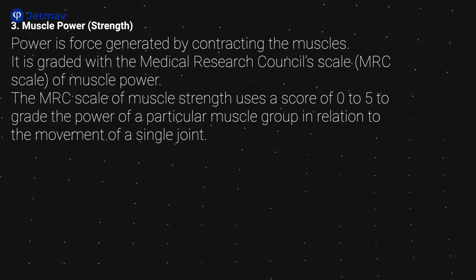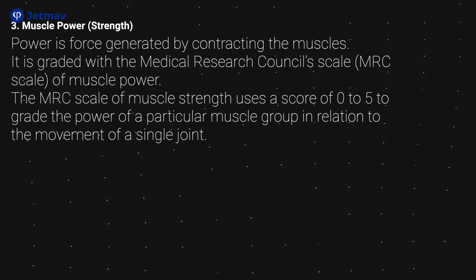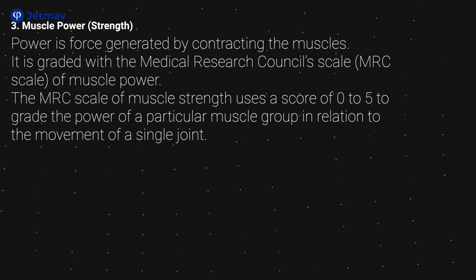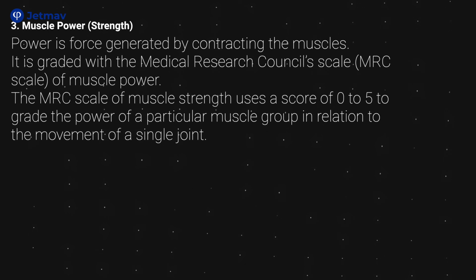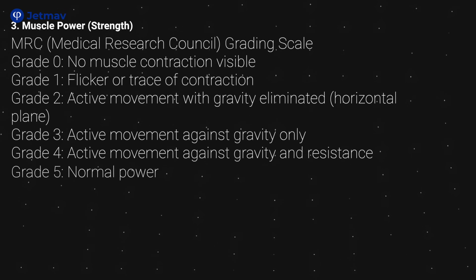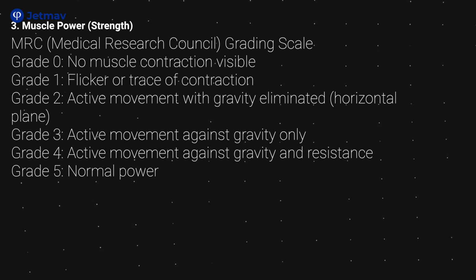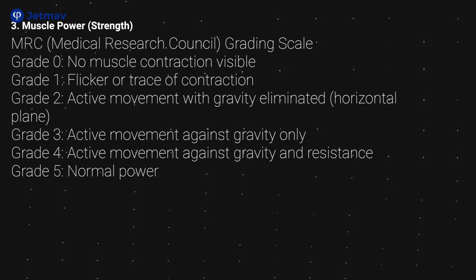So this is the force generated by contracting the muscle, and it is graded with the Medical Research Council scale, what we call the MRC scale. Now, the MRC scale of grading muscle grades muscle contraction from 0 to 5. So grade 0 means there's no muscle contraction or there's no visible contraction. Then grade 1 means there's flicker or traces of contraction. Then grade 2 means there's an active movement.